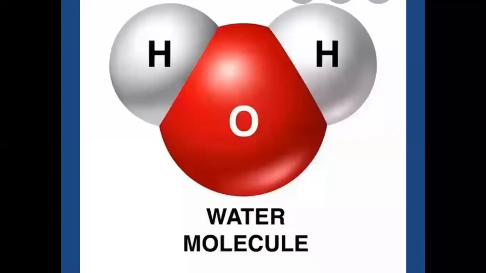We have an example of water. You can see that the red part is for oxygen and the gray part is for hydrogen. So H2O: two hydrogen atoms and one oxygen atom. What is the ratio of hydrogen and oxygen in water? 2:1. 2 is for two hydrogen atoms and 1 is for the oxygen atom. So in all compounds, the elements are in a fixed ratio.